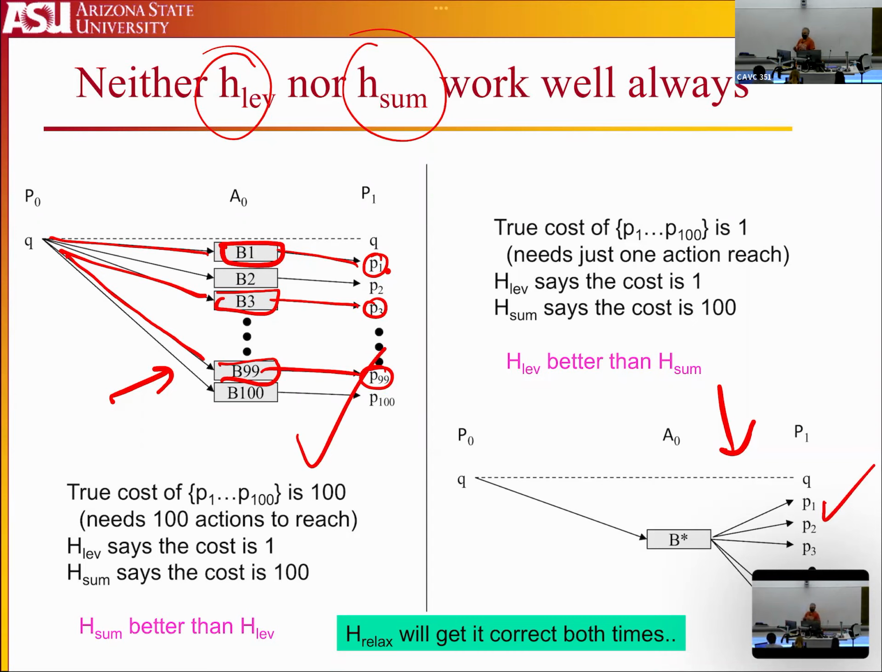So you extract the sub-plan for supporting the sub-goals in the planning graph. You extract the sub-plan for getting the sub-goals in the planning graph, and then add up the number of actions in that planning graph, in all the levels together. That will give you a better heuristic, assuming only positive interactions, than either sum or level. Okay.